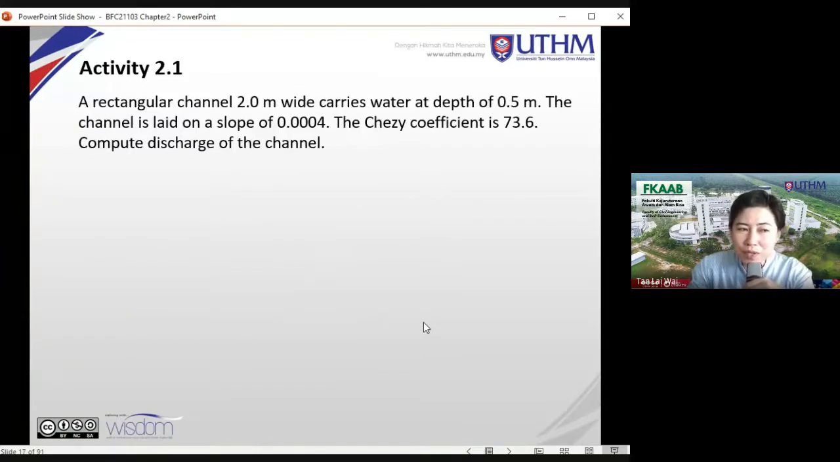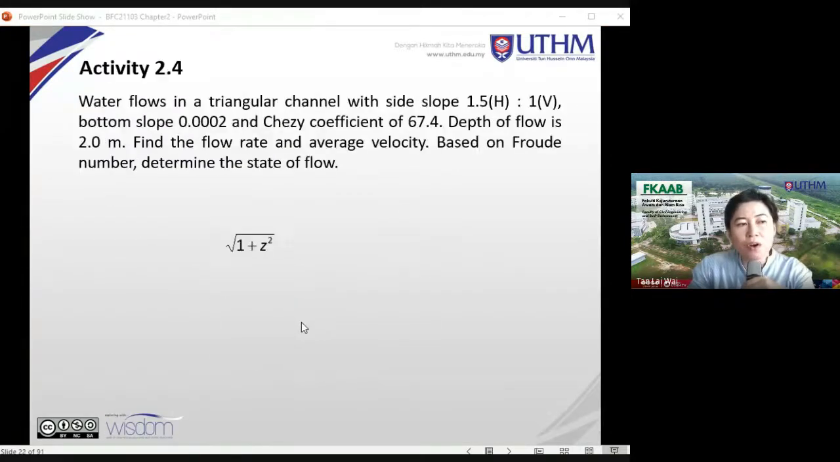So today we are still using these two equations. However, you probably need to find the variables given. You need to find the slope, the bed slope, or the depth of flow, or the roughness coefficient. Now let's look at this activity.